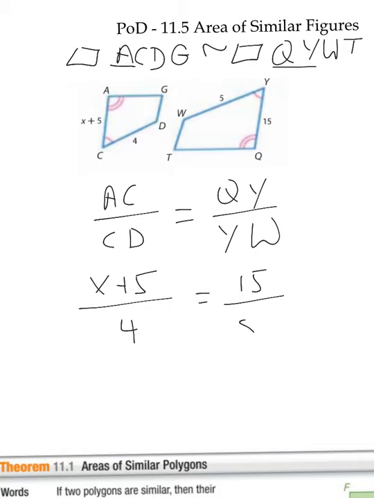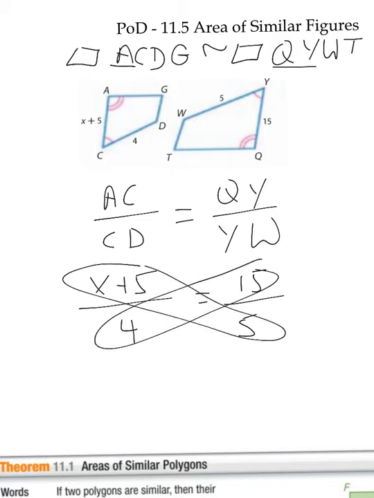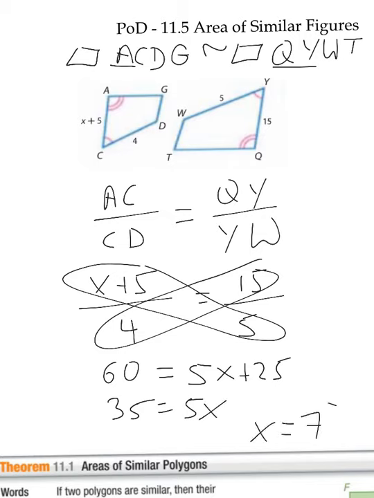Okay? And now, simple proportion, cross multiply. 4 times 15 is 60. And be careful to distribute over here. So that will be 5x plus 25. Minus 25, minus 25. You get 35 is equal to 5x. And if you divide by 5, x is equal to 7.